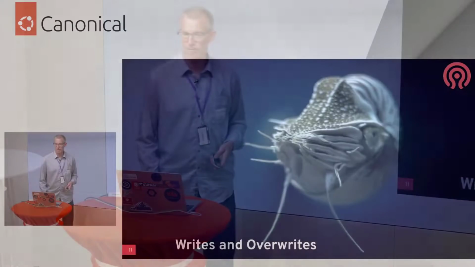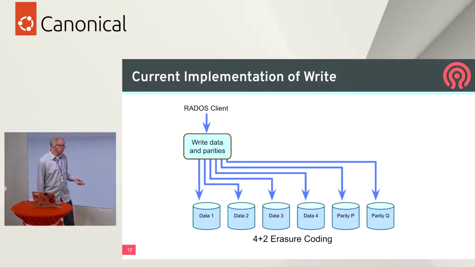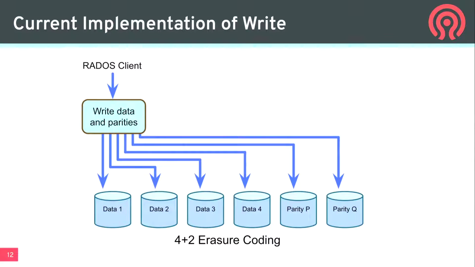Okay, so that was read I/Os. Now let's have a look at write I/Os. So what happens with a write? This is the initial write of an object. The data gets sent to the primary OSD. It calculates the coding parities, so that's a bit of CPU time to do that calculation. It splits the data up and issues writes to each of the OSDs to store the data and also to store the parity codings.